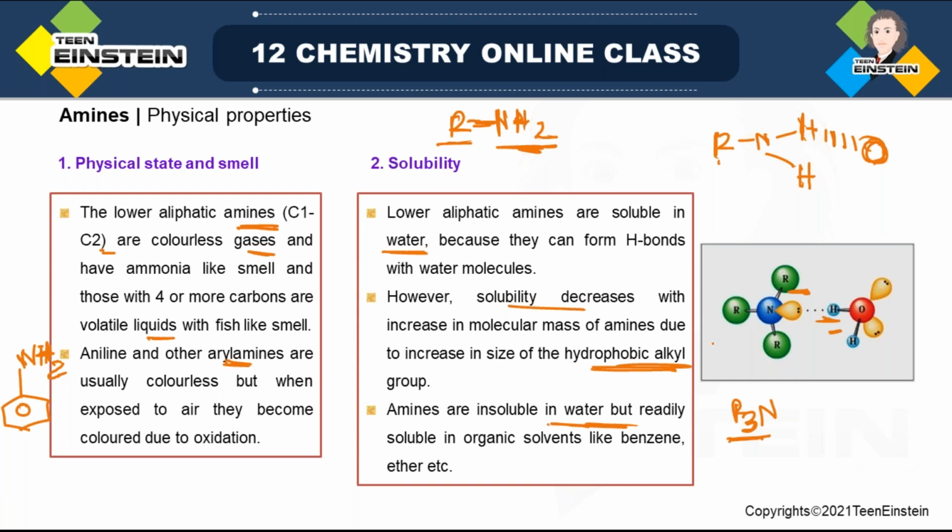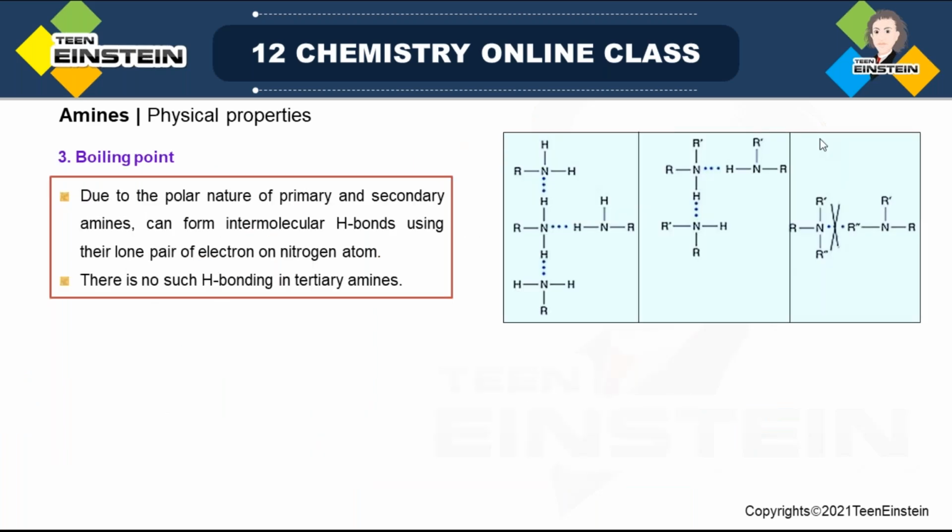But the reverse is also possible, that is, the H of the amine, if H is present in the amine, if it is not a 3 degree amine, because in a 3 degree amine you do not have any NH. If it is not 3 degree, then NH will be present, and hydrogen bond formation is possible with the oxygen of the water molecule. So this is solubility. After solubility, boiling point.